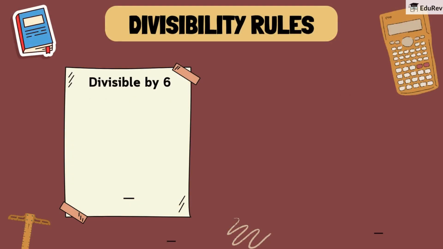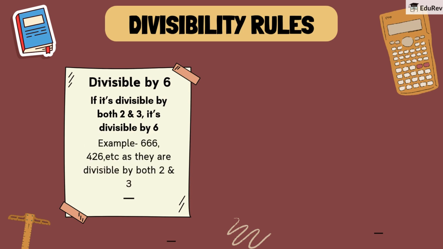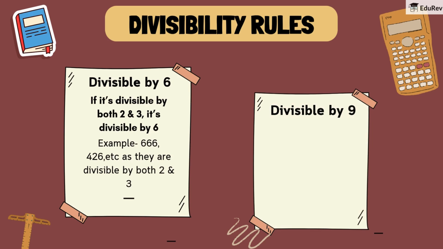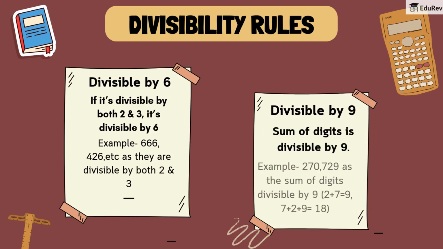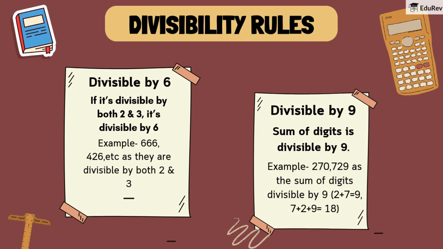A number is divisible by 6 if it is divisible by both 2 and 3. For example, 666 and 426 meet this criterion. A number is divisible by 9 if the sum of its digits is divisible by 9, as seen in 270 and 729.